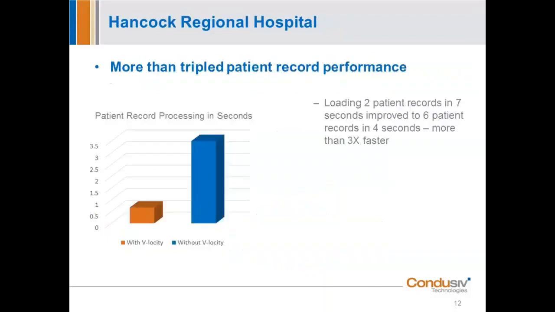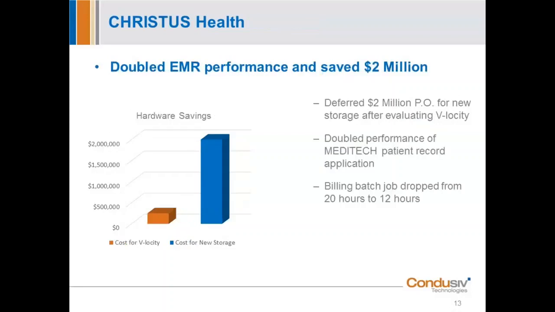Just wanted to share a couple examples here. One, Hancock Regional. Before installing us, they were loading 2 patient records in 7 seconds. After just installing our software, fully automated, it went to 6 patient records in 4 seconds, a 3x improvement. I mean, pretty significant.